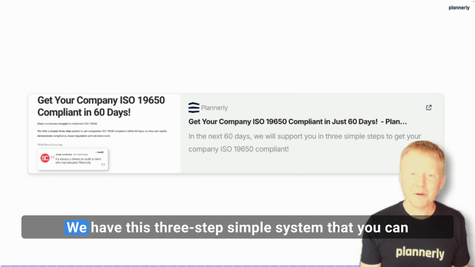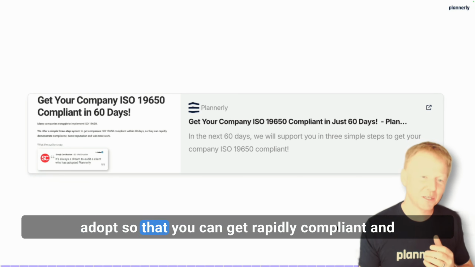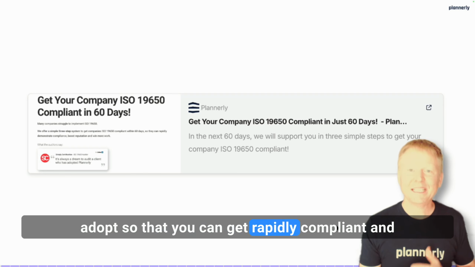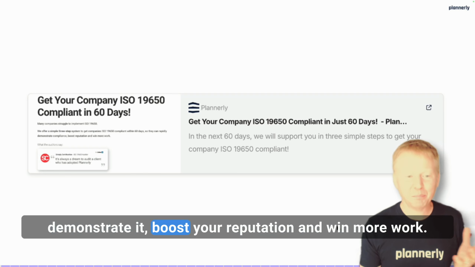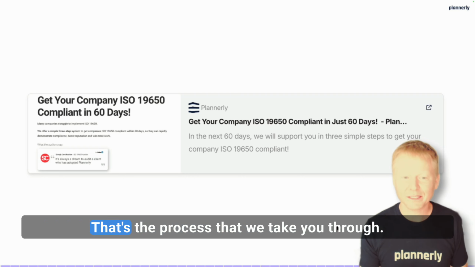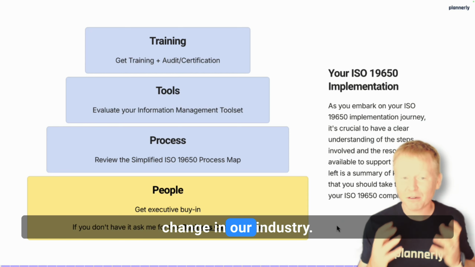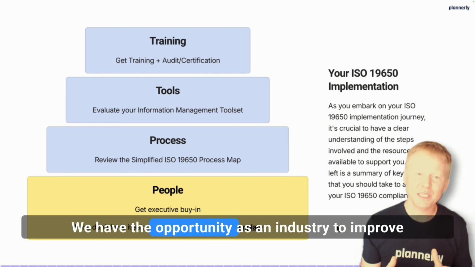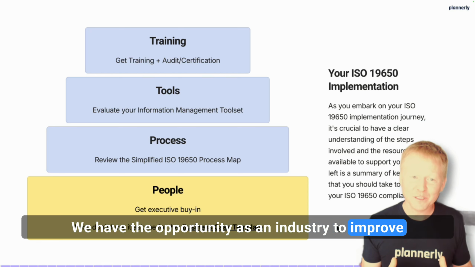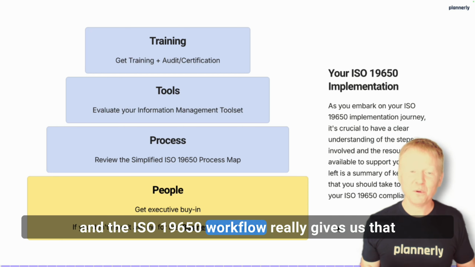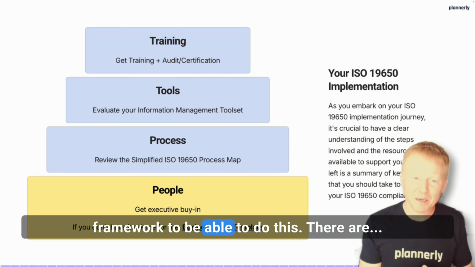So that's it. We have this 3-step simple system that you can adopt so that you can get rapidly compliant and demonstrate it, boost your reputation and win more work. That's the process that we take you through. It's a really, really instrumental change in our industry. We have the opportunity as an industry to improve, and the ISO 19650 workflow really gives us that framework to be able to do this.